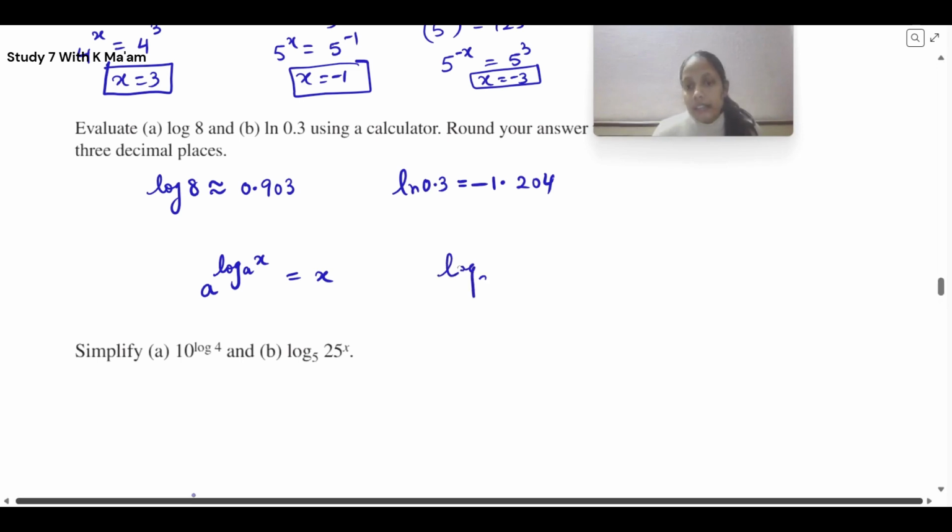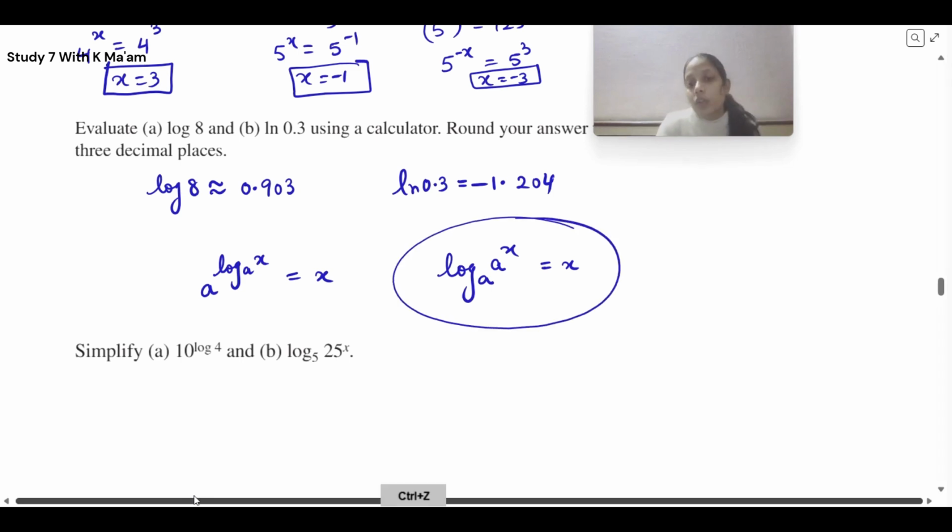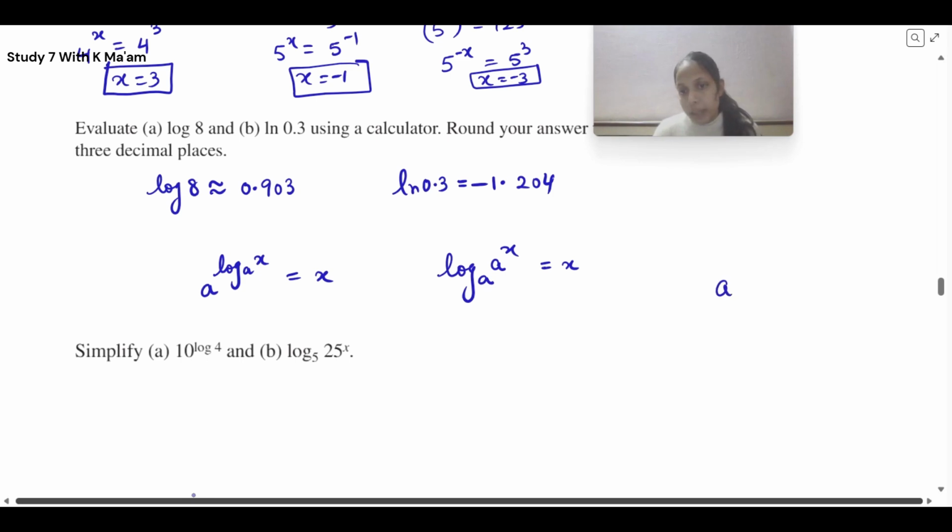Log base a of a to the power x. So the answer is x. Why so? Because when you convert this into exponential form, what do you get? You get a power x, because you have to take this power here. That is equal to this, so that's the term.